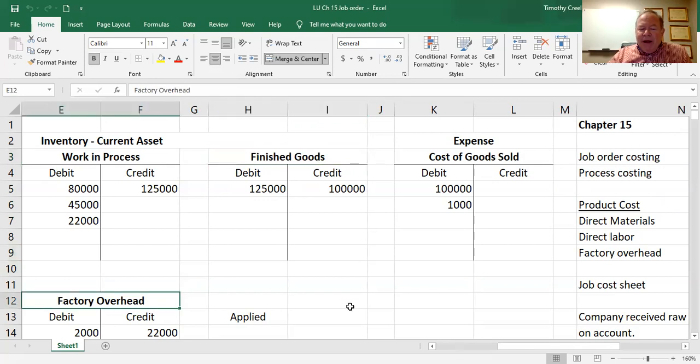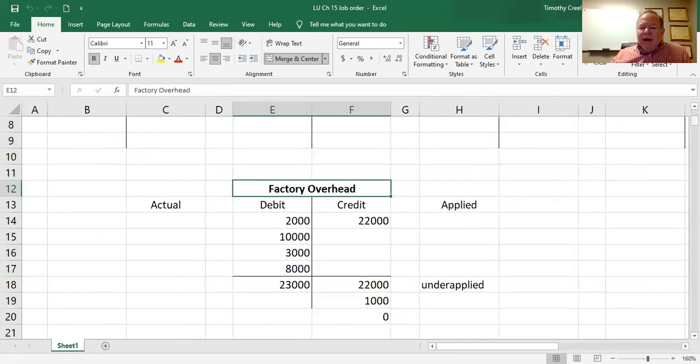And then factory overhead, of course, down here, represents all of the manufacturing costs that are not direct materials or direct labor. So factory overhead would be factory utilities, factory insurance, depreciation of factory equipment, indirect labor, indirect materials. Things of that nature would make up factory overhead.